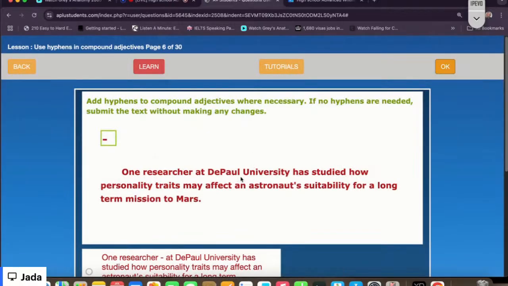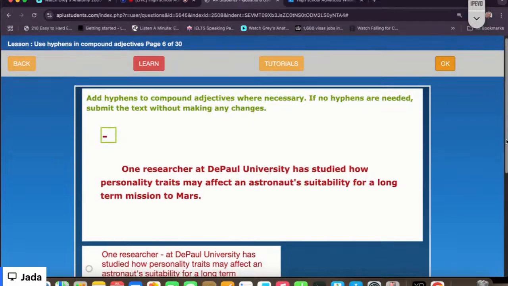So one researcher at DePaul University has studied how personality traits may affect an astronaut's suitability for a long-term mission to Mars. Is it the first or second?